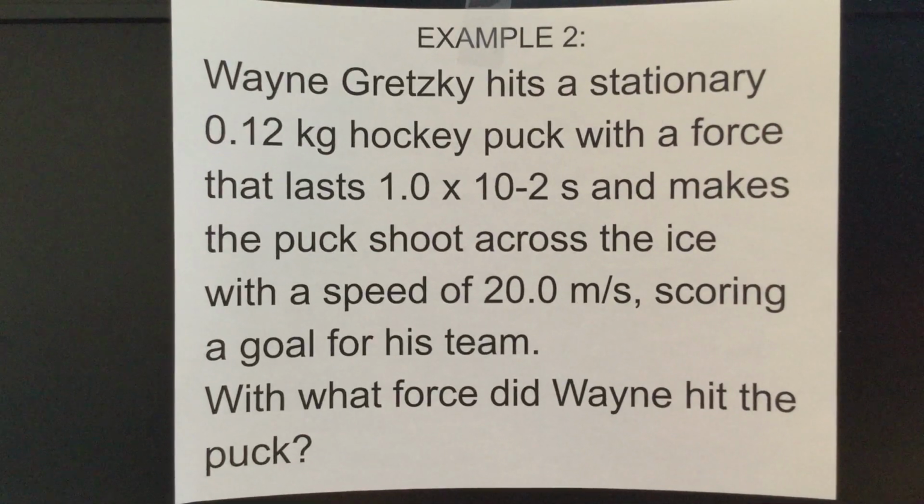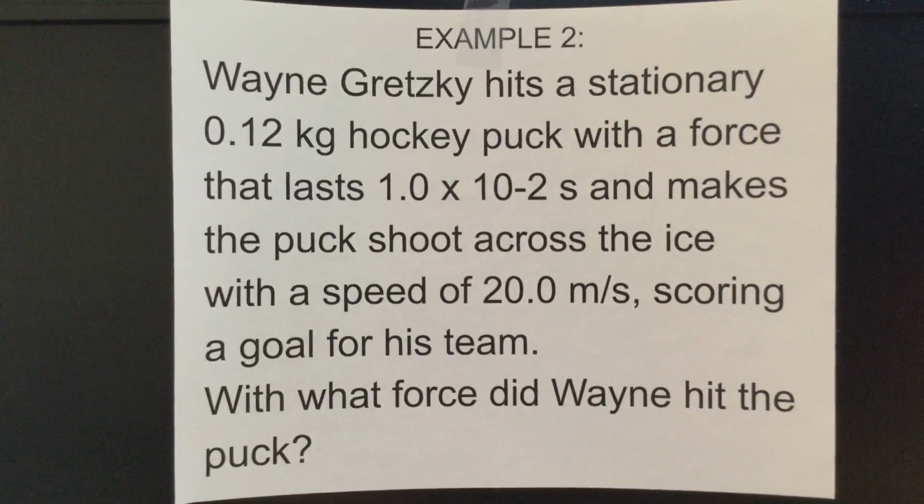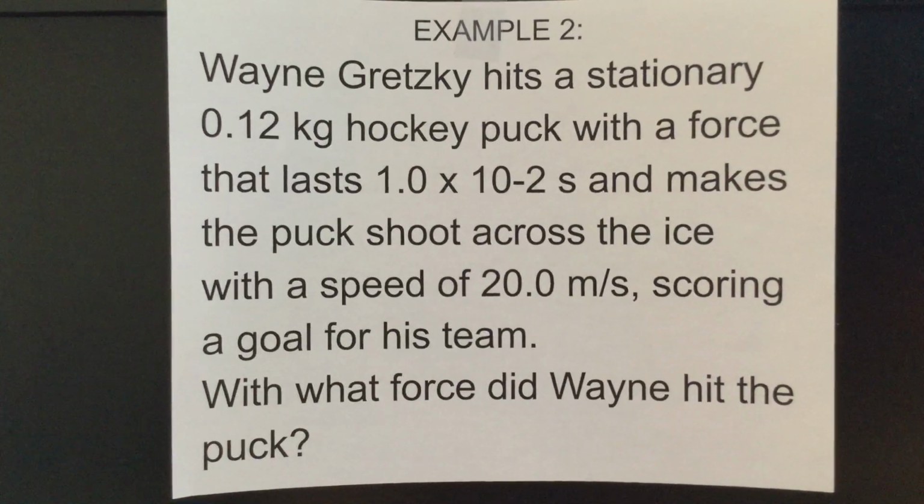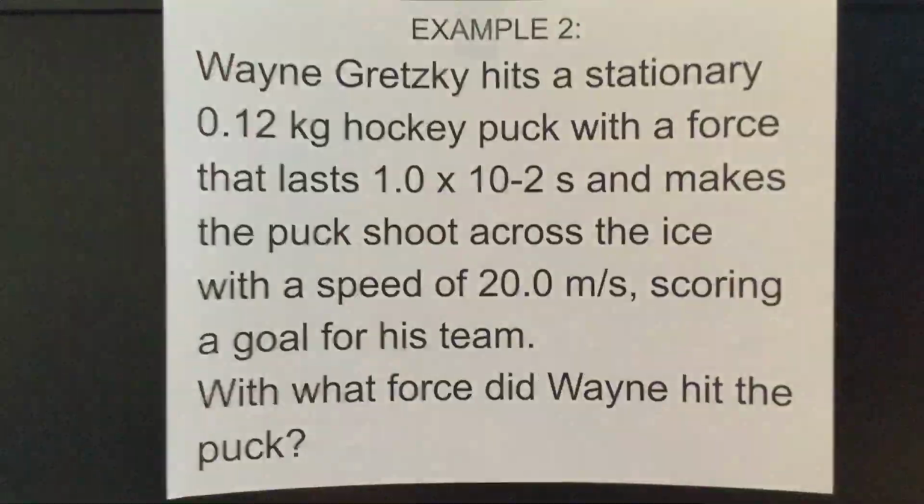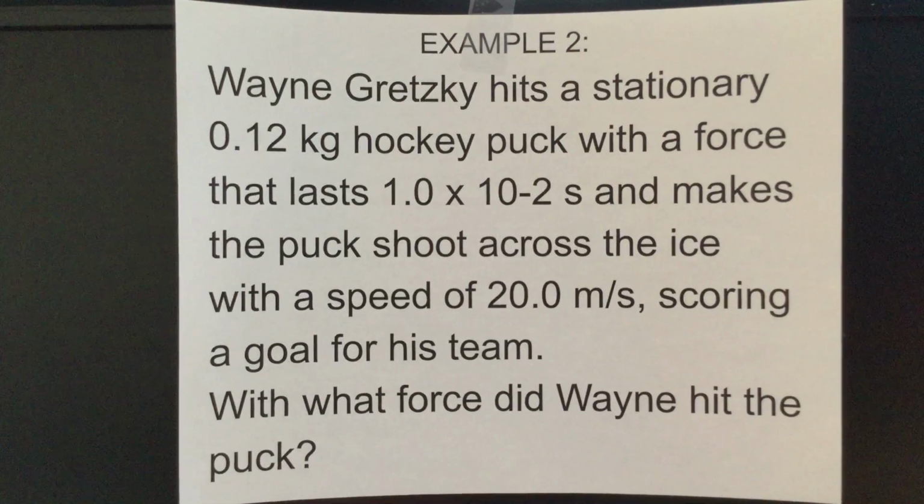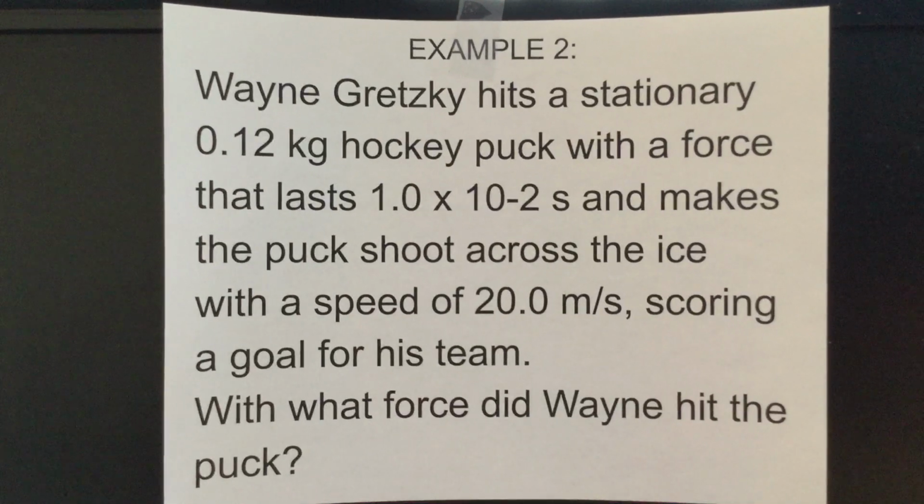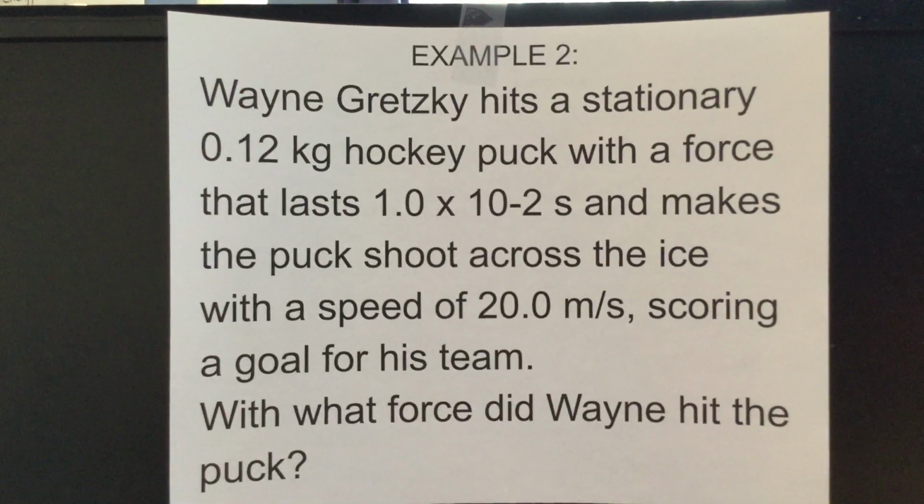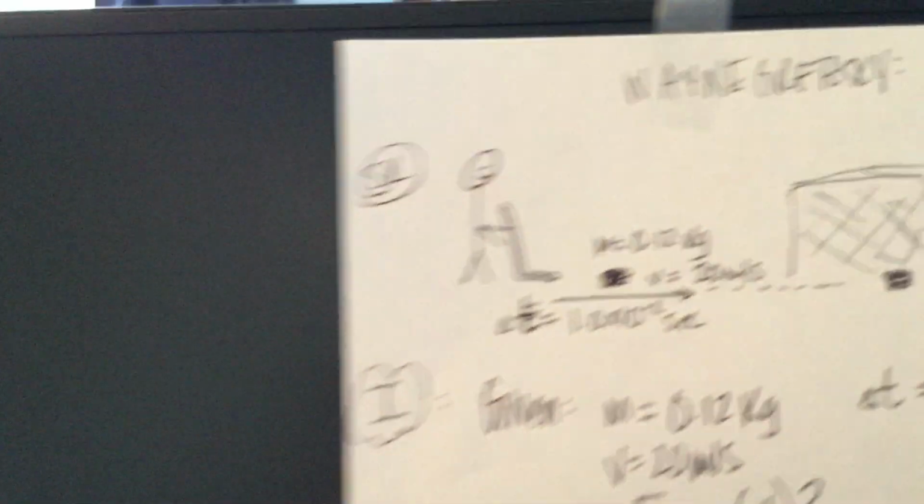Okay, so right away we see we have 3 given pieces of information and we are looking for force. So this is an example of an impulse. We're changing the momentum of the puck. The puck was stationary, so it had 0 momentum, and we're going to put it into motion. So let's start with our sketch.